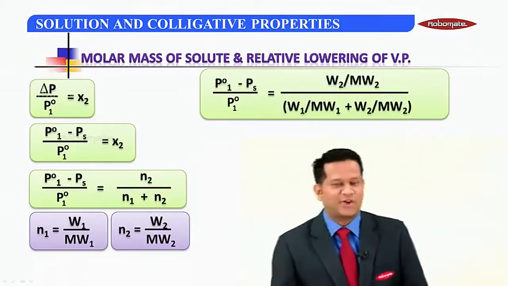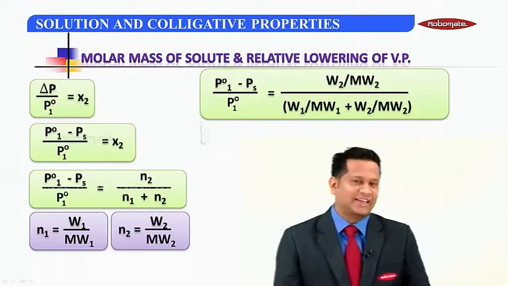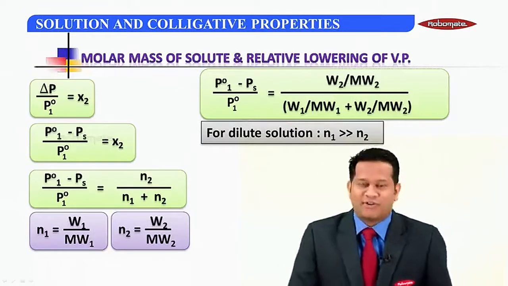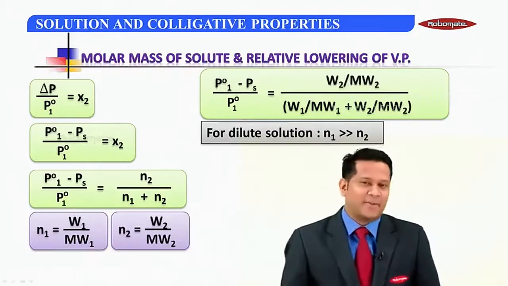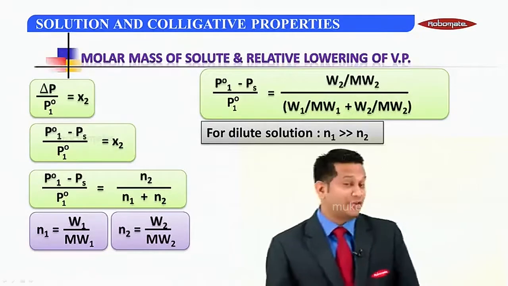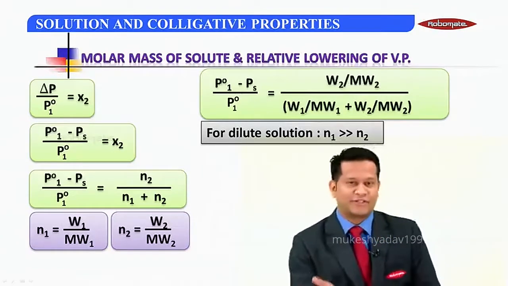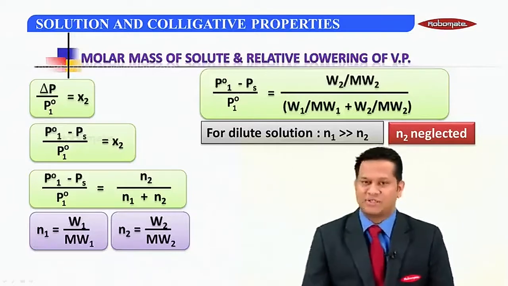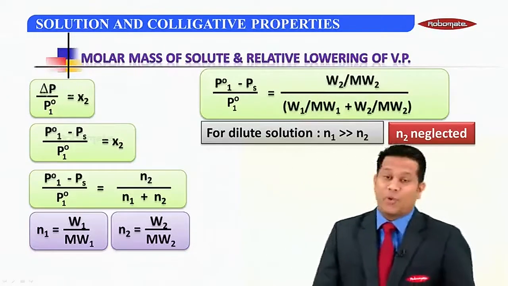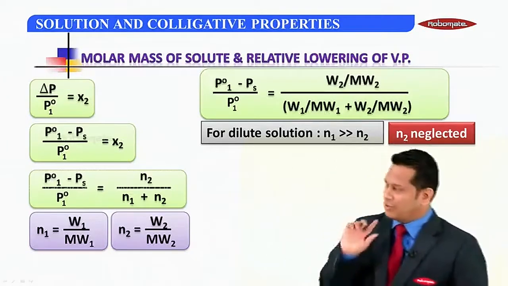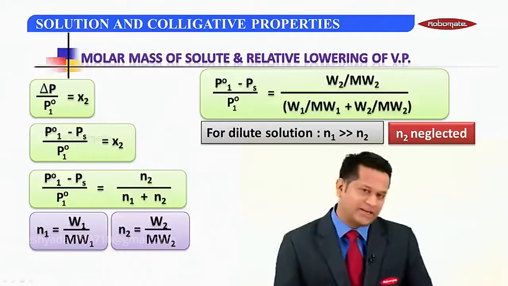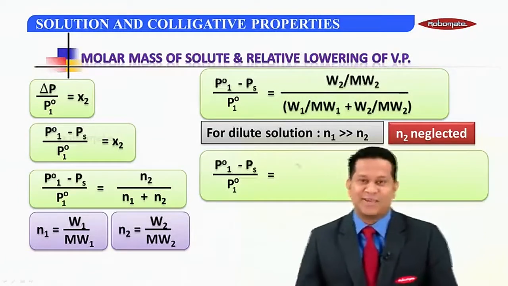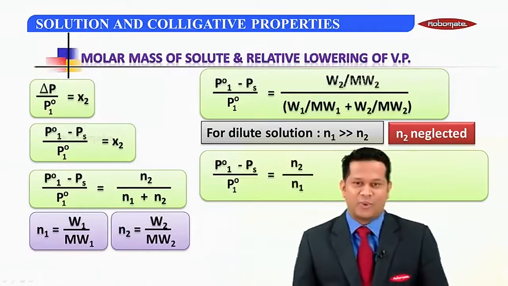But since we are learning colligative property, the limitation is that it is only applicable for dilute solutions where the moles of solvent is much greater as compared to that of the solute. So whenever you have a comparison of moles of solvent and solute, you have to neglect the moles of solute. So N2 is neglected over here. When I say N2 is neglected, you have to neglect it from that particular equation, and hence I get (P0 1 minus PS) upon P0 1 is equal to N2 divided by N1.